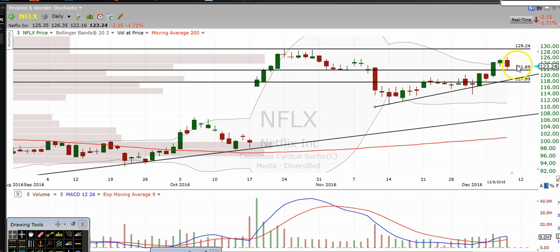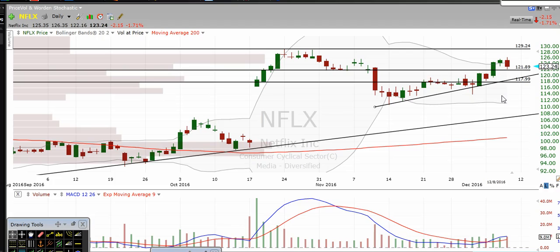We also have support right here just below us at 122. More than likely we're going to come up here and we're going to tag 129 if we get a bounce off of that 120, 119 level of support right here. So pay attention to that on Netflix and you should do just fine.